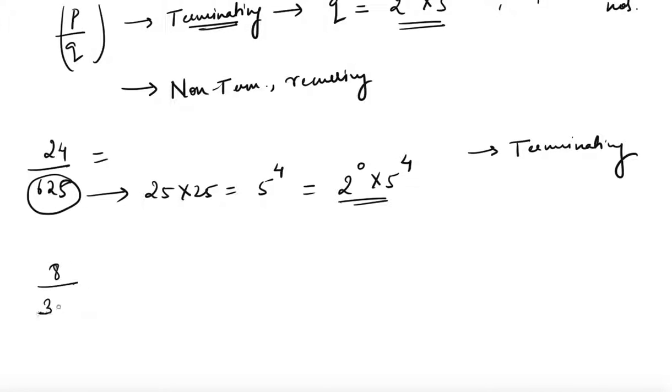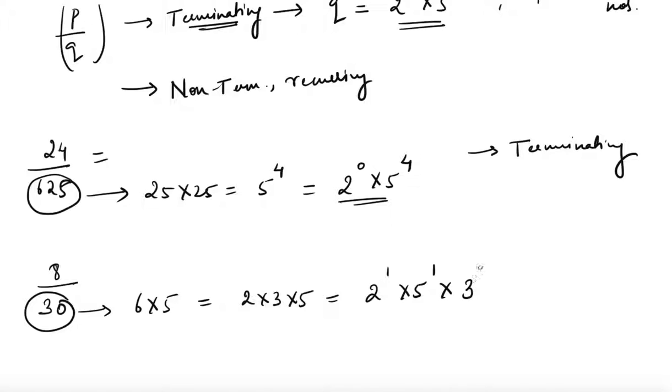If I take another example, say 8 divided by 30. Whether this will be terminating or non-terminating and recurring, let us see. Let us concentrate on the denominator. 30 is nothing but 6 into 5, and 6 is nothing but 2 into 3. So finally I have 2 to the power of 1 into 5 to the power of 1 into 3 to the power of 1. Though these two satisfy our condition, it has one more factor of 3, so it cannot be represented only in the form of 2 and 5. Hence this will be non-terminating and recurring.